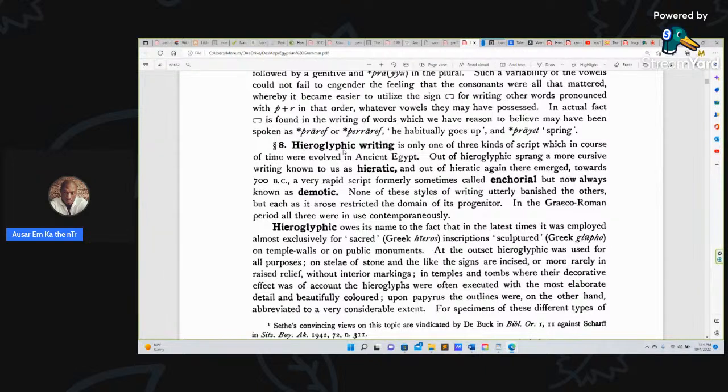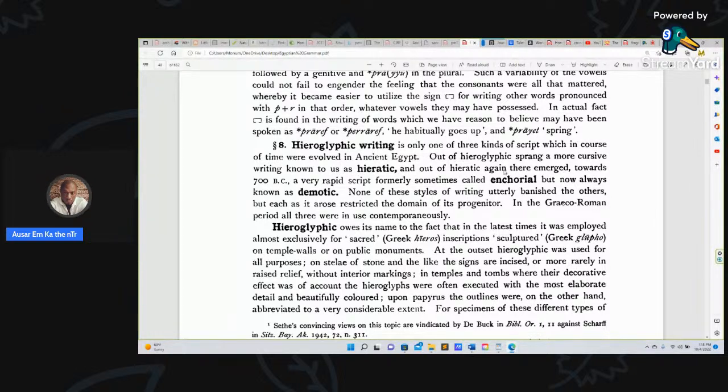Number 8, hieroglyphic writing. Now we'll get into the different forms. Hieroglyphic writing is only one of three kinds of script which in course of time were evolved in ancient Egypt. Out of hieroglyphic sprang a more cursive writing, known to us as hieratic. So there's been a discussion as of late. Did hieratic come before the hieroglyphic? Sir Alan Gardiner gives us his take. He says here, out of hieroglyphic sprang a more cursive writing known to us as hieratic.